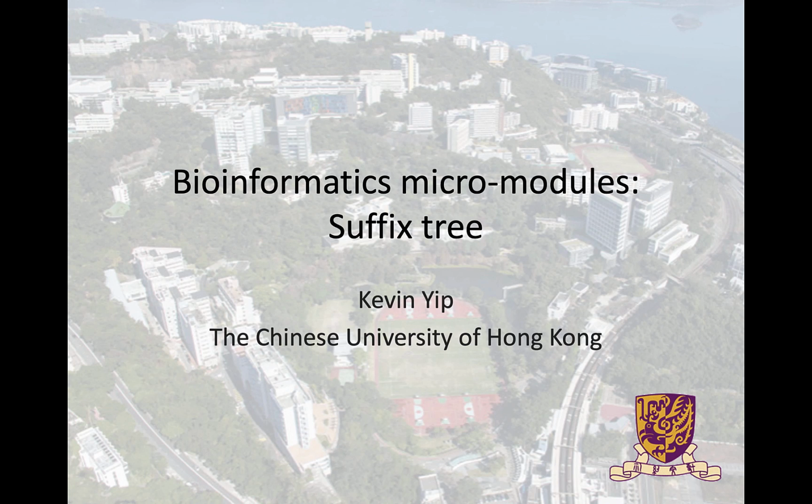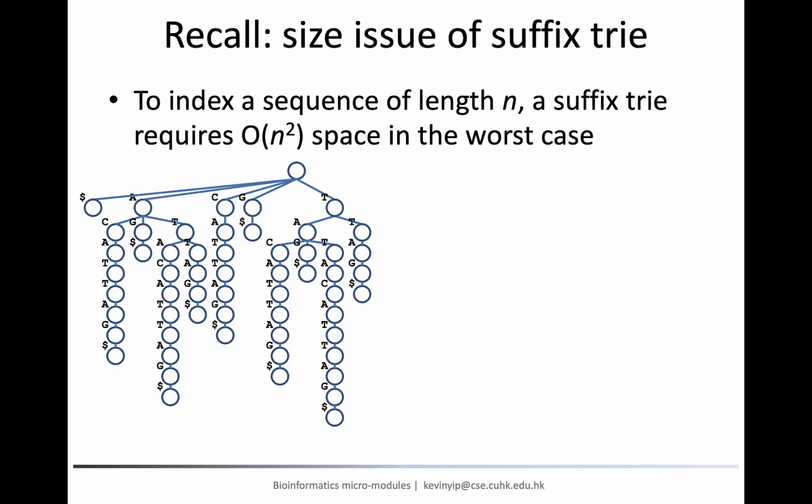Bioinformatics Micromodules, Suffix tree. In this module, we introduce the suffix tree index structure, which also makes use of suffixes to perform text search, but requires much less space than suffix trie. Recall that in order to index a sequence of length n using a suffix trie, the space required is order n squared in the worst case.